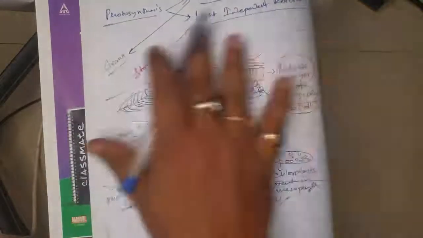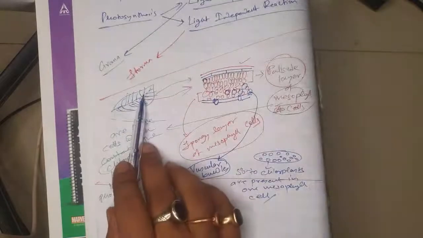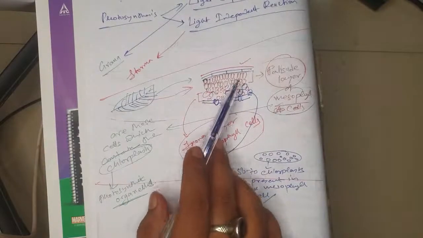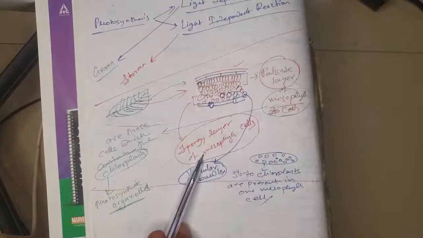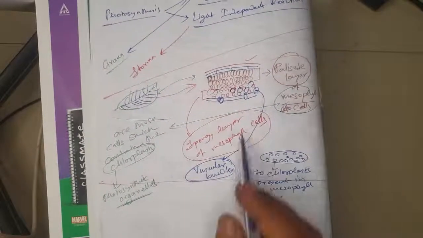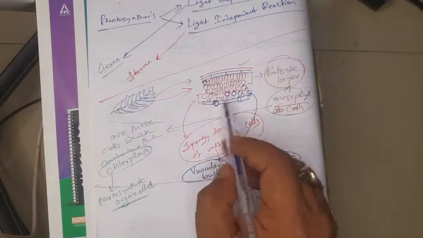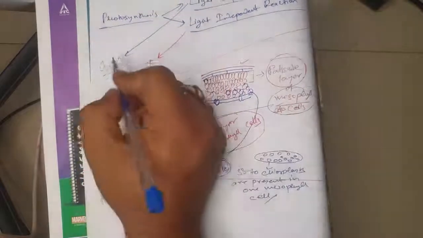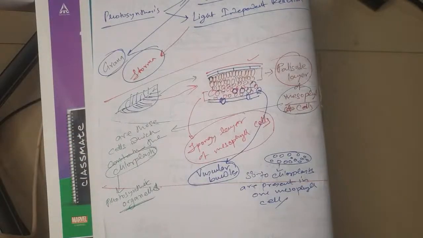Now, if you have understood the transverse section of the leaf, what do you understand? That in the leaf there is a palisade layer of mesophyll cells and a spongy layer of mesophyll cells, which carry 50 to 70 chloroplasts. These chloroplasts are inside the mesophyll cells. And you very well know that grana and stroma are part of the chloroplast, which you learnt in class 10.